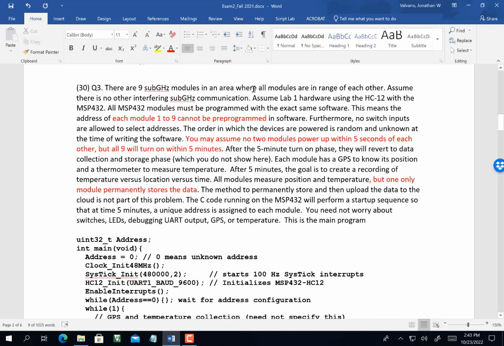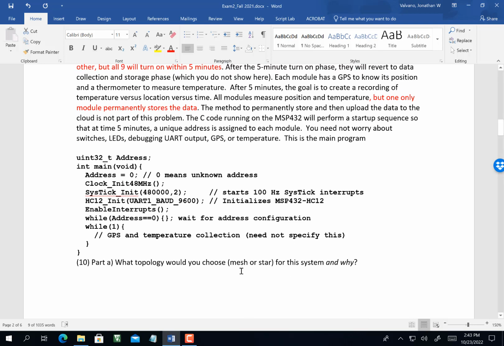Okay, and the fact that all modules are in range of each other. We'll use a mesh when you have a lot of modules that aren't in range of each other. All right, so we're going to use a star. Star for the two reasons. One is one node saves, and we'll use a star because all are in range. Okay.